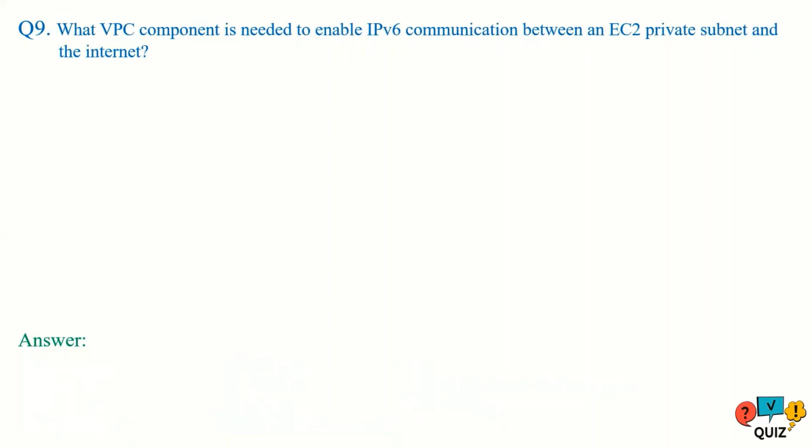What VPC component is needed to enable IPv6 communication between an EC2 private subnet and the internet? To make it simple, I will give you a hint. When we say IPv6 communication, the EC2 instance that we create will have a communication protocol attached, either IPv4 or IPv6. By default, IPv4 will be attached. You have the option to add the IPv6 communication protocol. So suppose the IPv6 protocol is added into your EC2 instance, and that EC2 instance is in a private subnet, that is a private entity. Now you need to connect to the internet through the bastion host.